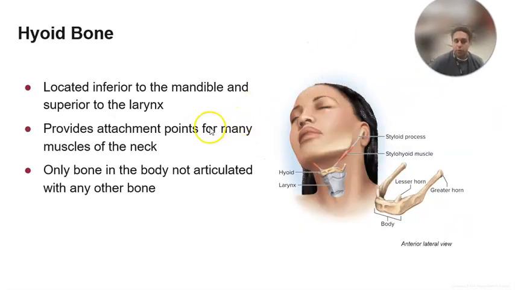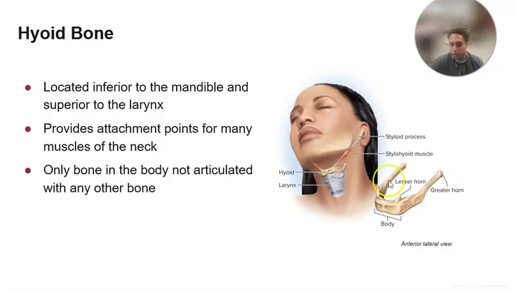Next, we have the hyoid bone. Your hyoid bone looks like this. It's located inferior to the mandible, so it's below the mandible, and superior to the larynx. You have the larynx, which is your voice box. Your hyoid sits on top of it. It's the only bone in the body that's not articulated with any other bone.